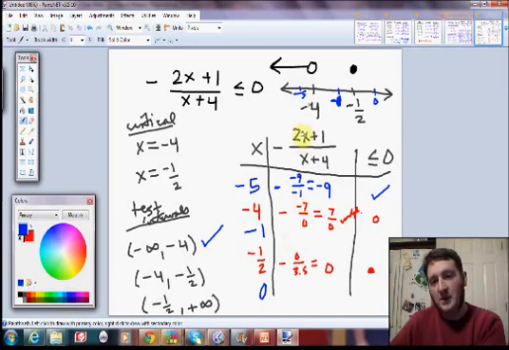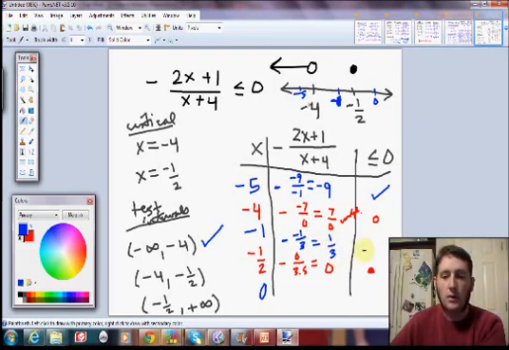Well, 2 times -1 is -2. -2 plus 1 is -1. -1 plus 4 is 3. But wait, it had a negative in front of the whole thing. So it works out to 1/3. Oh, 1/3 compared to 0 is not less than or equal to 0. So that interval failed. So far it's kind of got the same basic structure, except I needed to show you this bit about it being possibly open on one end but closed on the other.